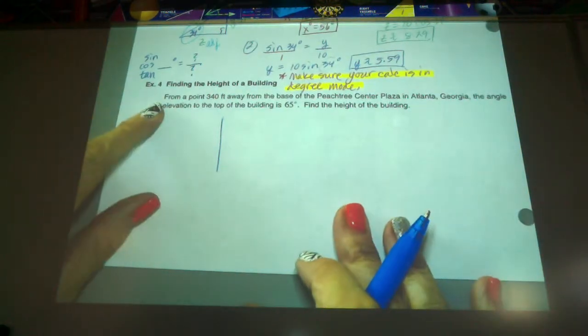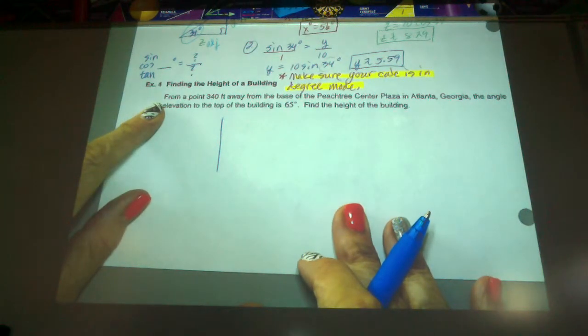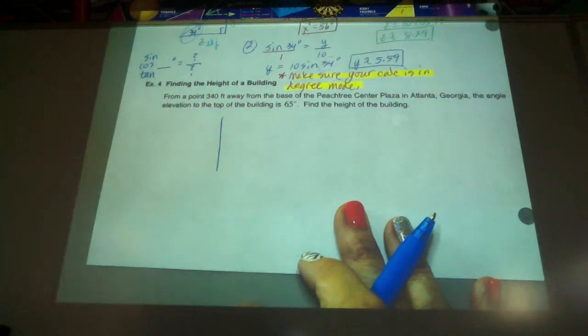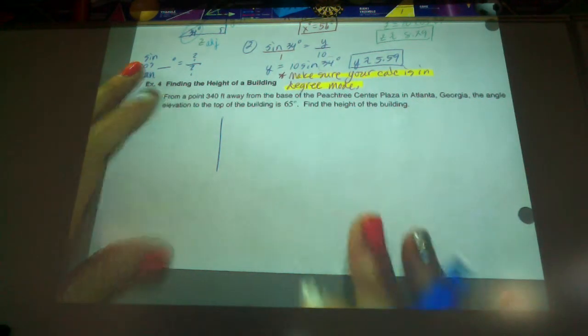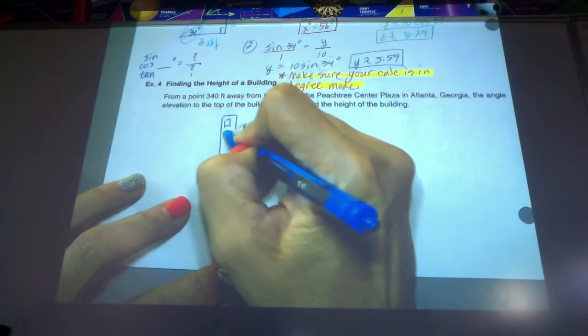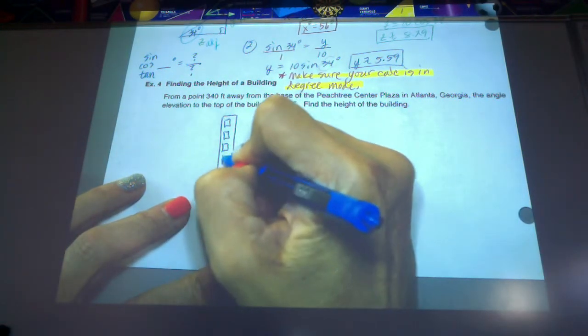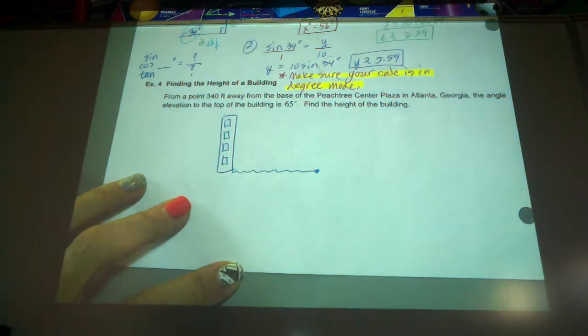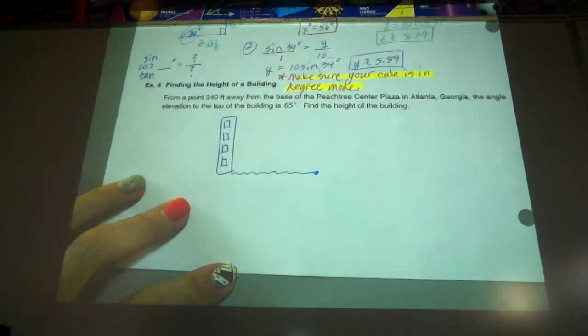So from this one it says, from a point 340 feet away from the base of the Peachtree Center Plaza in Atlanta, Georgia. Bless you. They are going to describe to you what's going on. You have got to draw a picture. And it will always be a right triangle for these particular types of problems. So I'm an outstanding artist, as you can all tell. Beautiful building.